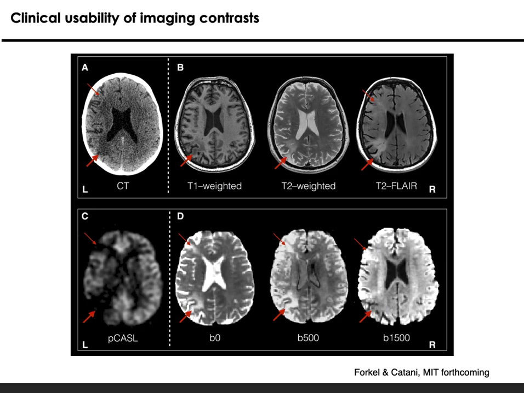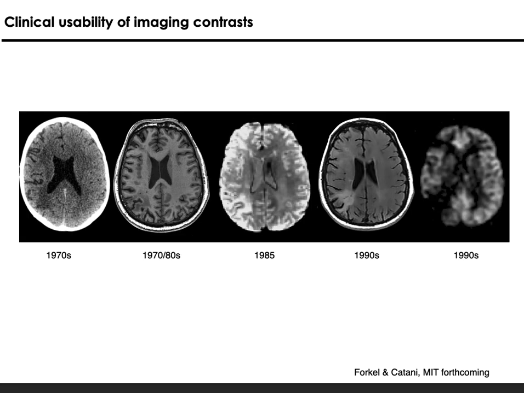Now I want to take you on a little detour and play a reshuffling game that goes as follows. So the first reshuffle is simply by chronological order. The first imaging contrast available to identify stroke is the CT scan in the 70s, followed by structural MRI scans in the 70s, 80s, and then the emergence of diffusion imaging in the mid 80s, followed by the T2 FLAIR contrast, and then in the 90s, the perfusion contrast as well.